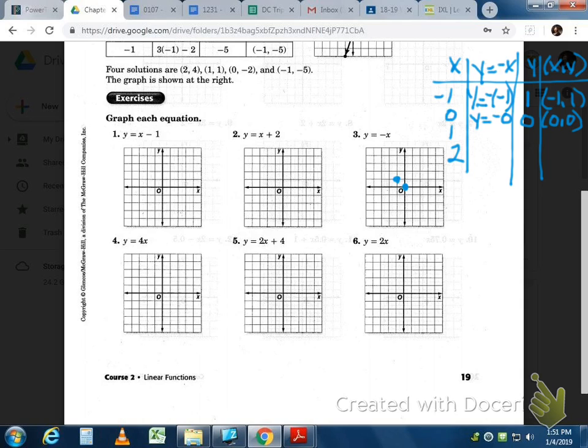All right, where x is 1, y equals -1. Well, what's y? What did I just say? What's it say? -1. So 1, -1. And then 2. Y equals -2. So what's y? No, what's it say y equals? -2. So it's 2, -2.